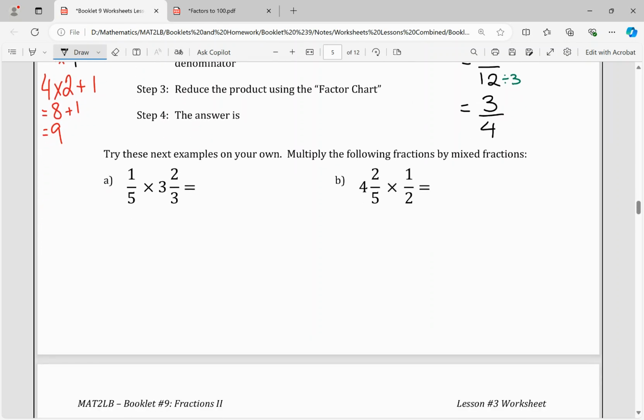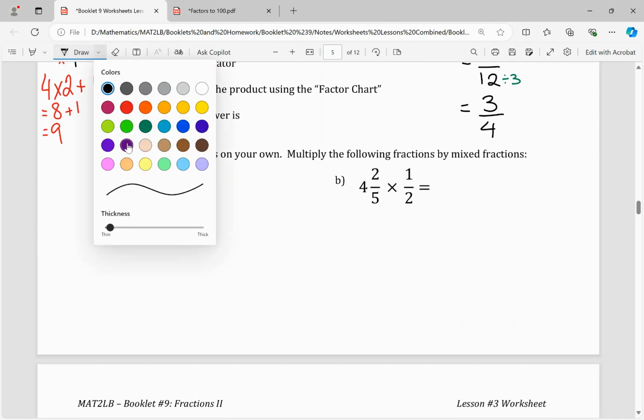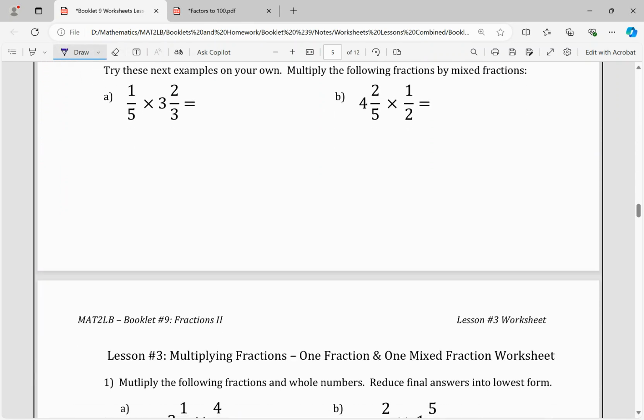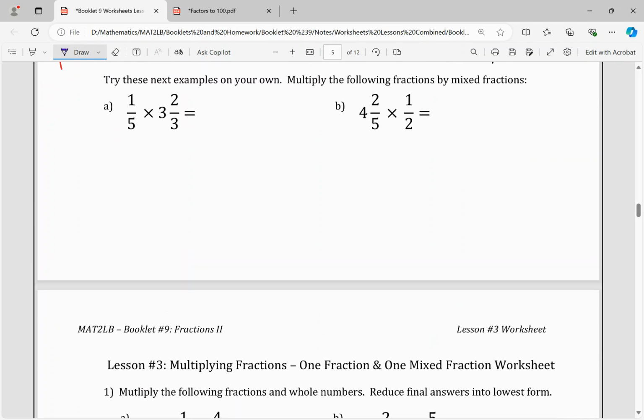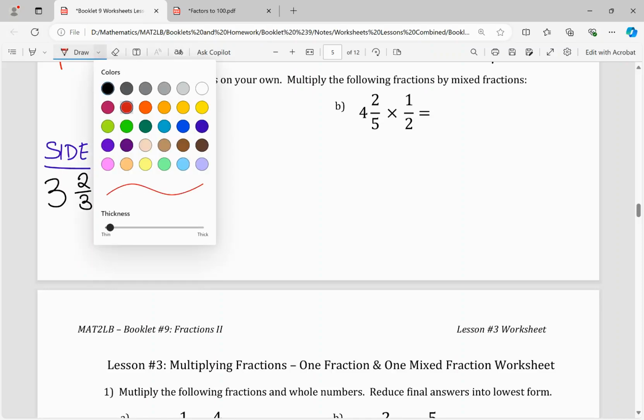Take some time, solve these last two examples, and then make sure that your answers match mine. The first example is 1 over 5 times 3 and 2/3. So on the side, we are going to turn 3 and 2 over 3 into an improper fraction.